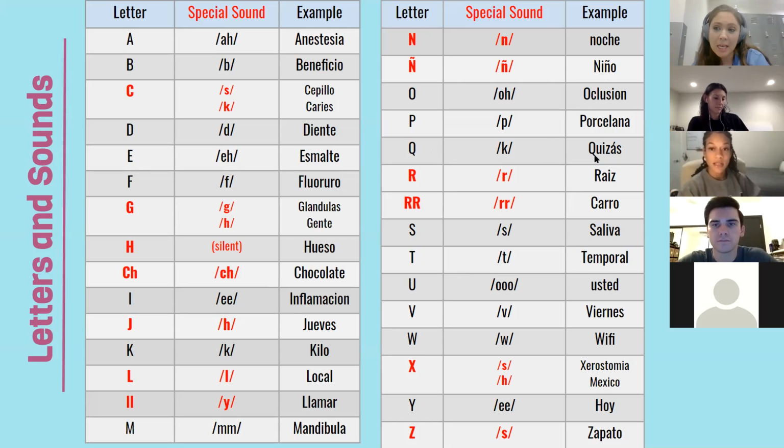Then for O, you want to say O, so it will be occlusión. Oclusión. Perfect, which is occlusion. Then P is same as English, so porcelana. Porcelana, which is porcelain. Then for Q, it sounds like a K, so quizás. Quizás, which is maybe. And the Q always has a U right next to it. When that happens, the U is almost silent.